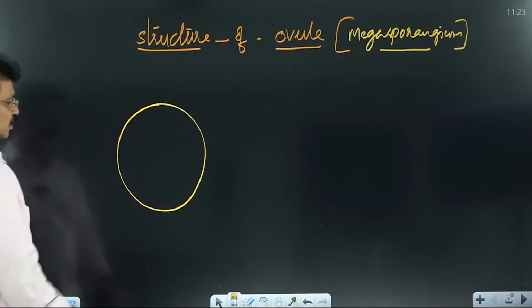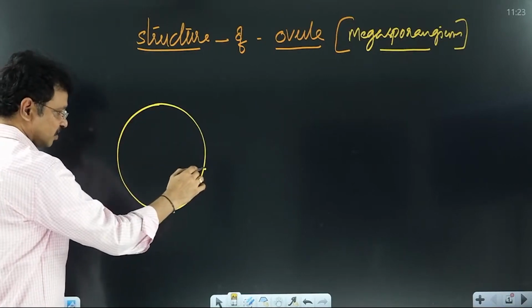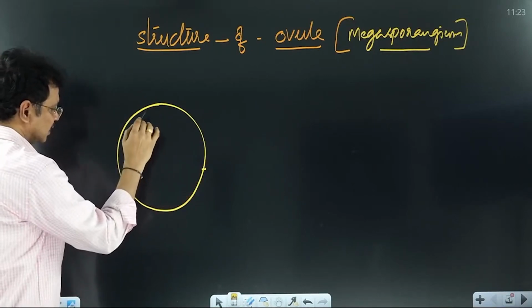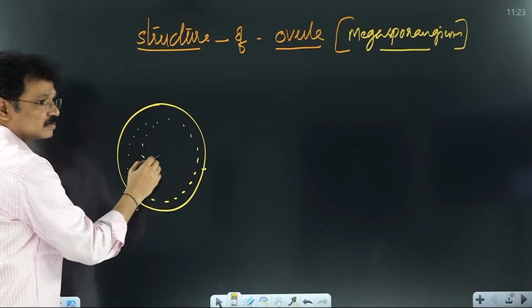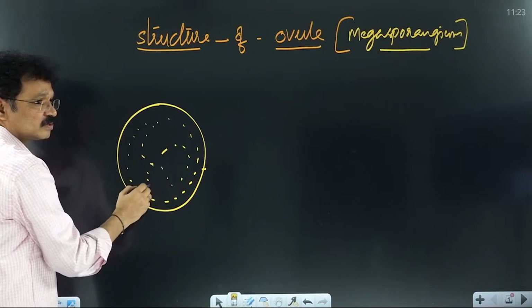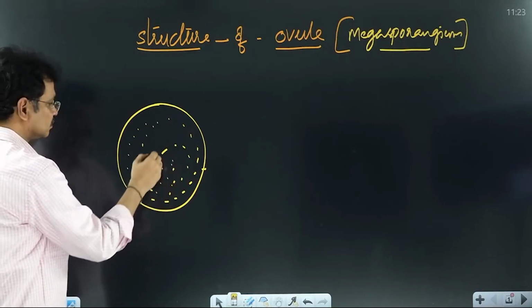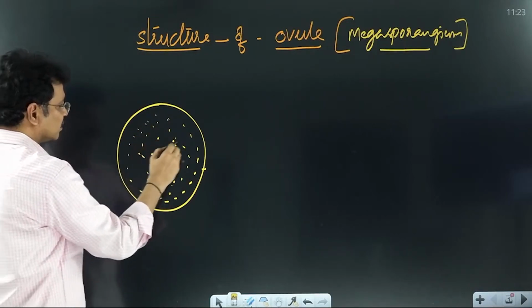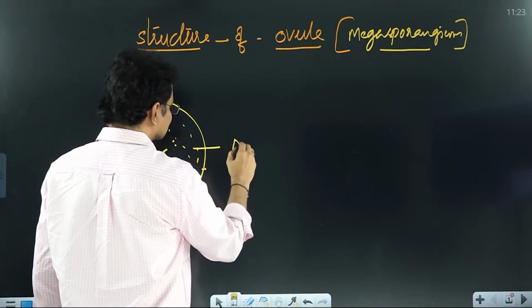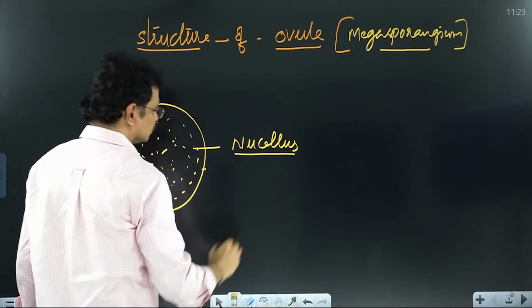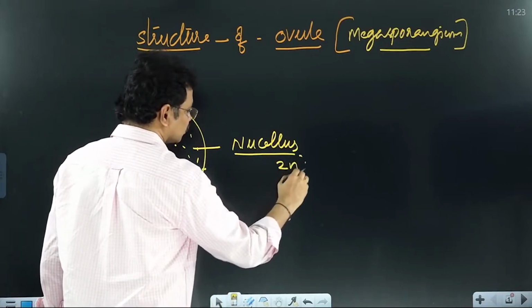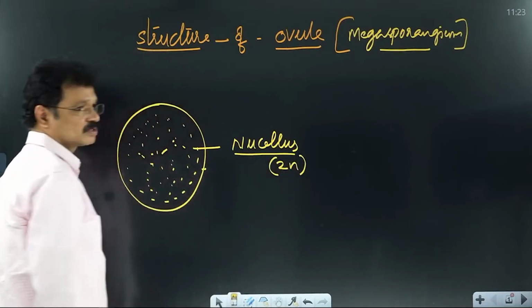That is the ovary wall, the wall of the ovule. Inside the ovule, diploid tissue is present. The name of this diploid tissue is nucellus, the nucellar tissue. It is 2N, which means two sets of chromosomes are present in it.